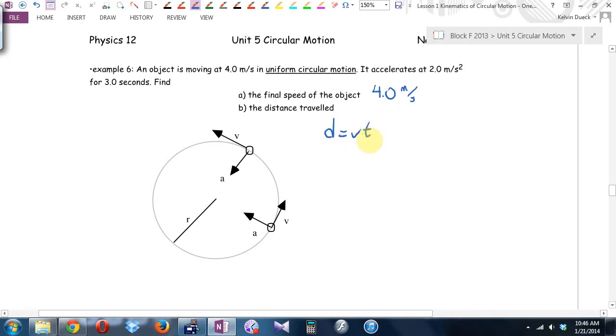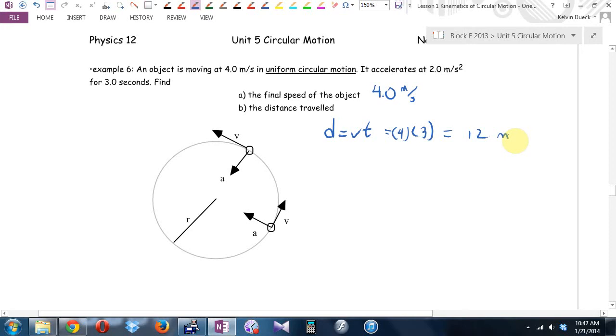Wait a minute, Mr. Dueck, isn't it plus a half AT squared? There's an A, Mr. Dueck. No, because that acceleration is not changing your velocity. What's that acceleration changing? Direction. You're traveling at a constant speed, and for a constant speed, distance is VT. It's 4 times 3. The distance you would travel is 12 meters.